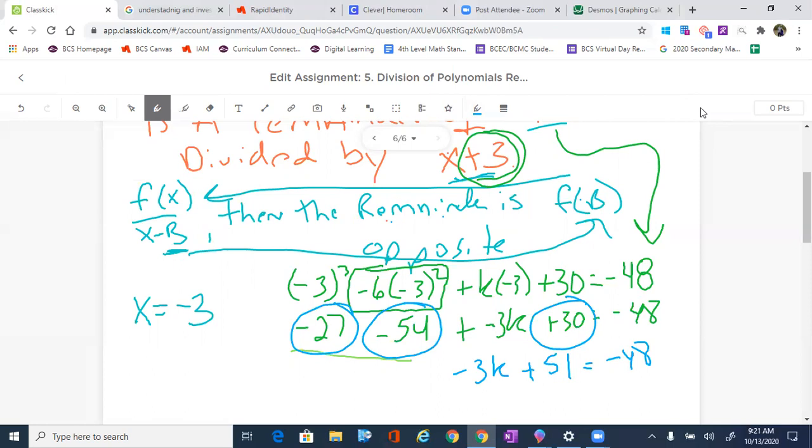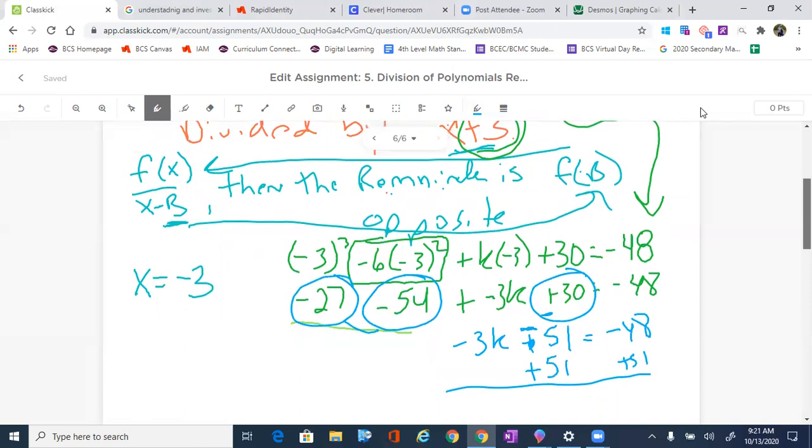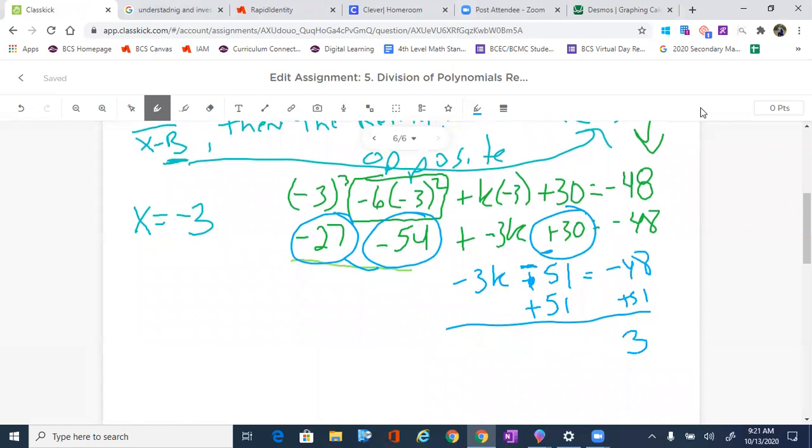Or I'm sorry, minus 51. Minus 51 equals -48. Do that math in Desmos and you'll see. Let's go ahead and add 51 over, and that will give us 3 on this side.